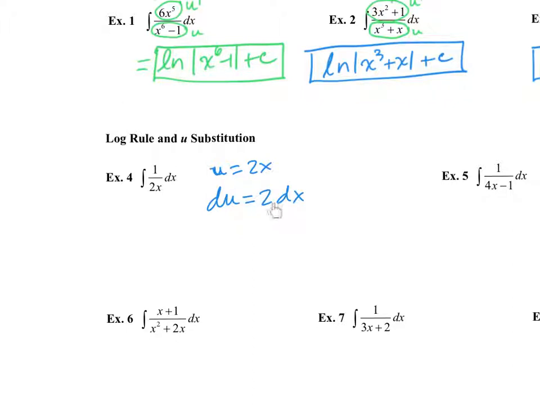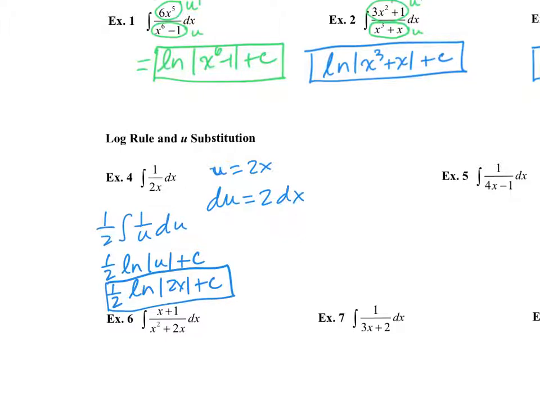So remember, the way we balance that out, I can replace dx with du as long as I balance it out by putting a factor of 1/2 in front of the integral. So we'll write 1/2 the integral of 1 over u du. So then it goes back to our log rule. The integral of 1 over u du is the natural log of the absolute value of u plus c. So this would be 1/2 the natural log of the absolute value of u plus c. And then let's go back and back substitute. Remember, u was 2x. So this would be 1/2 the natural log of the absolute value of 2x plus c.